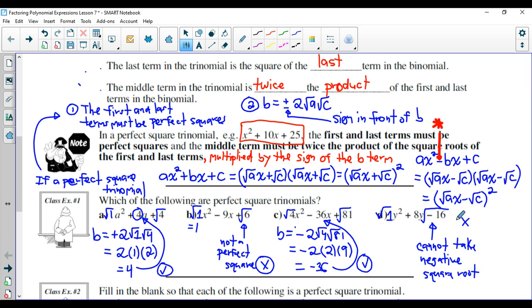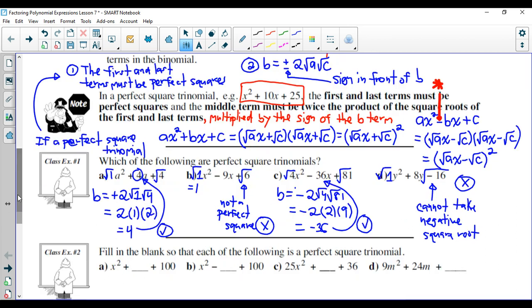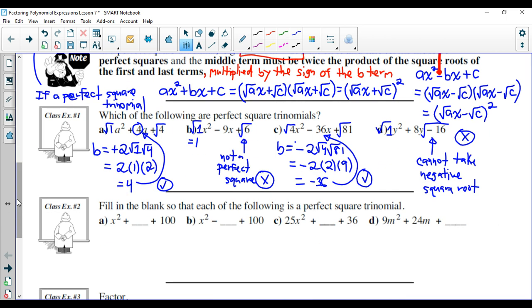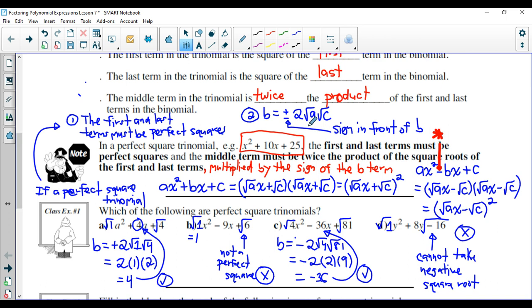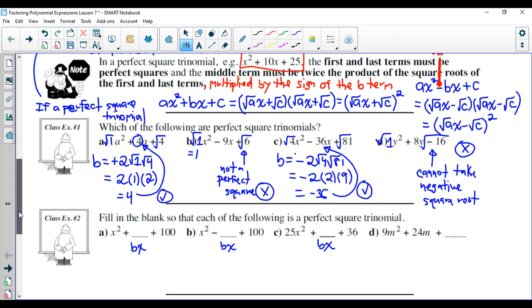Okay, so this one's an x. All right, let's go down to the next example. It says fill in the blanks so that each of the following is a perfect square trinomial. Okay, so for the first two, we basically need to fill it in so we get bx. We have x squared, so we're missing the bx term. Now, same with this one right here. So if I want to figure out the value of b, we can actually calculate it using this equation up here. Because it's a perfect square trinomial, it has to meet this criteria. So let's go ahead and do it.